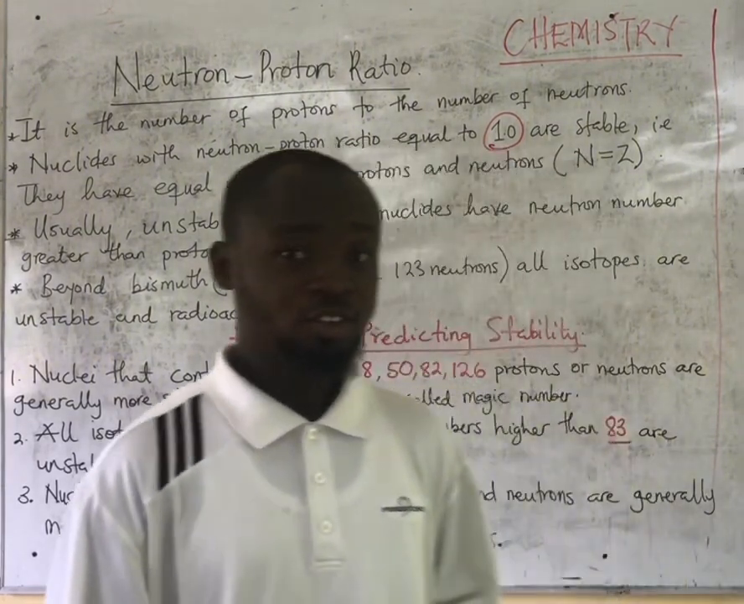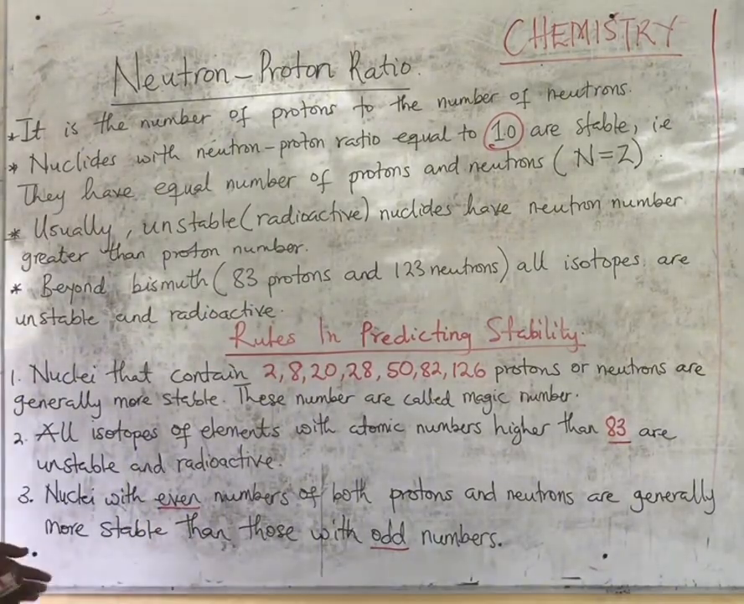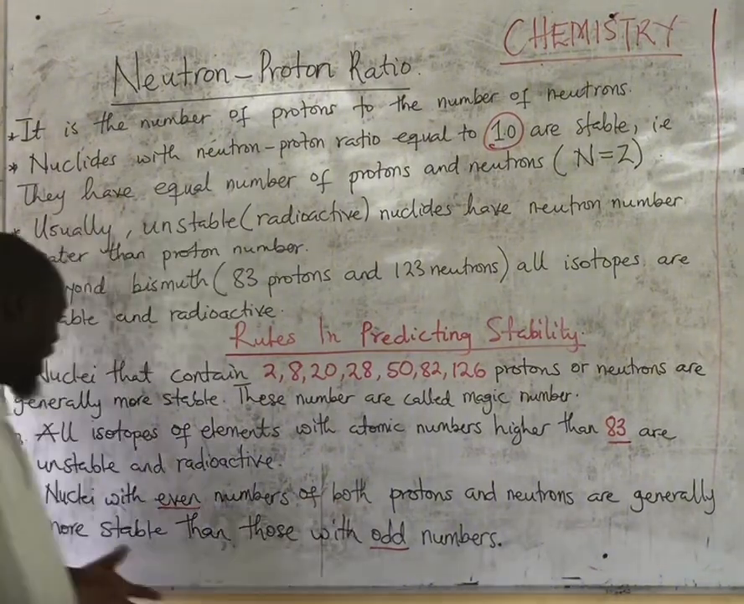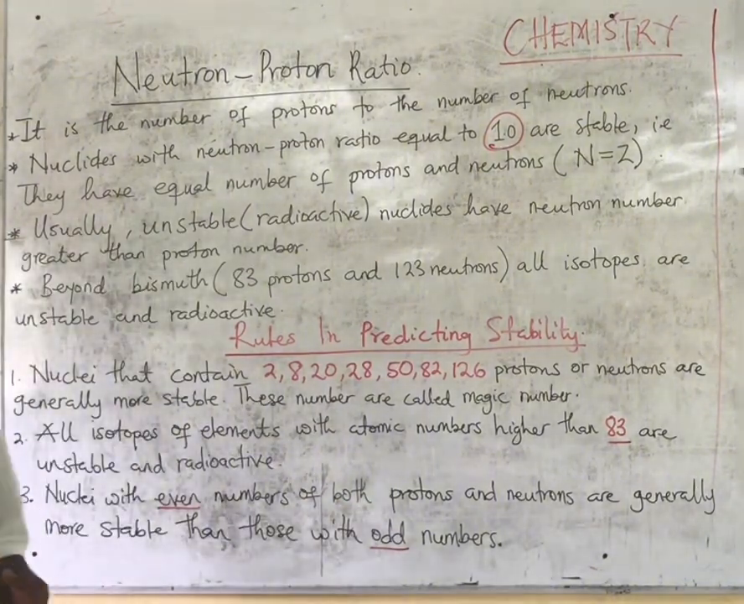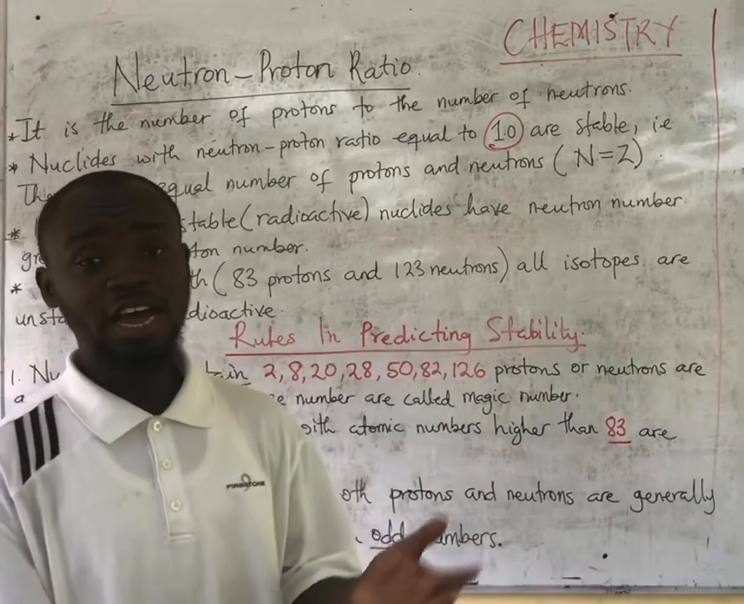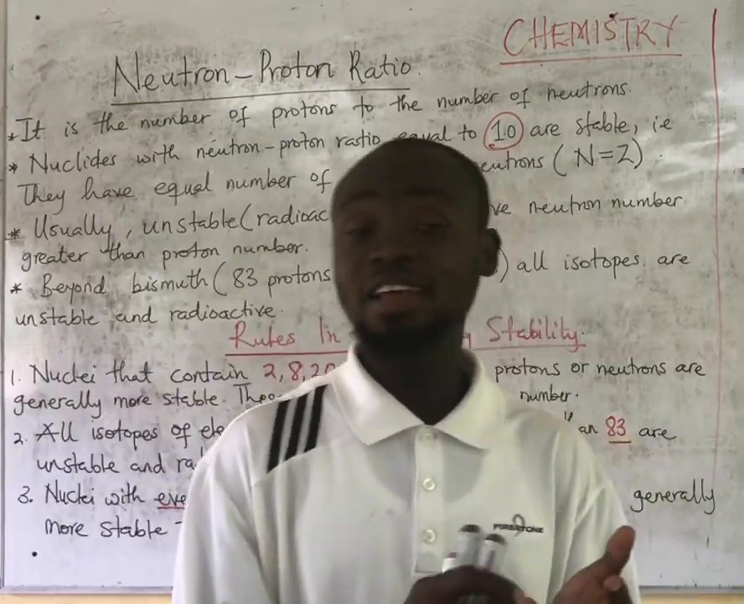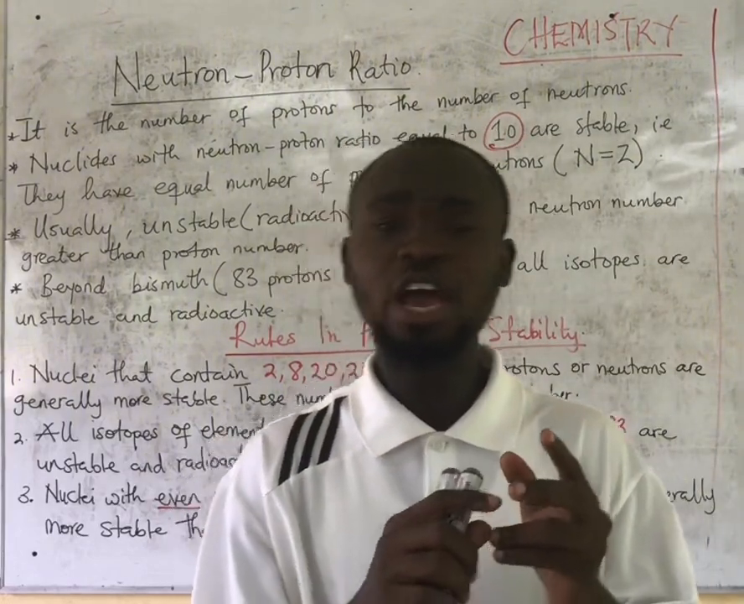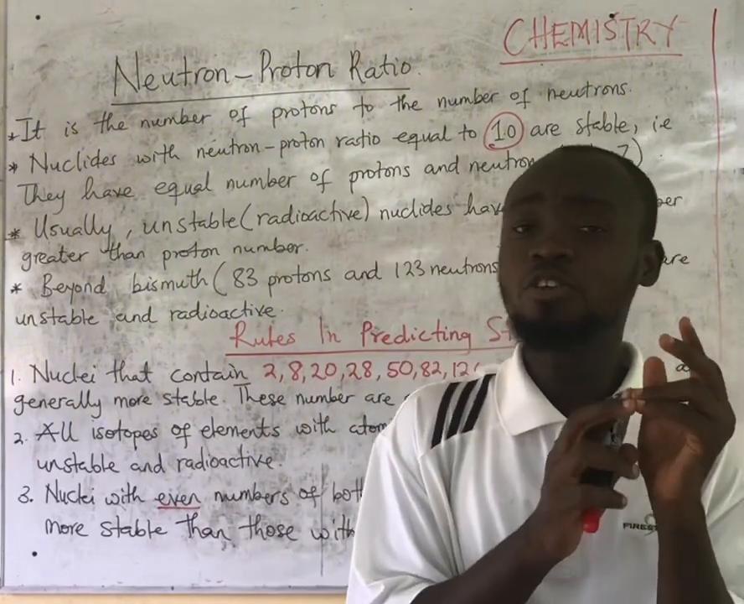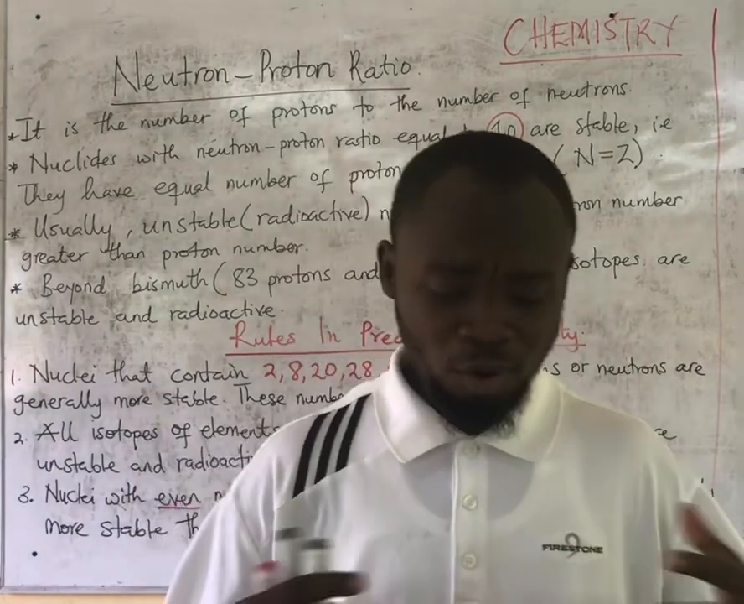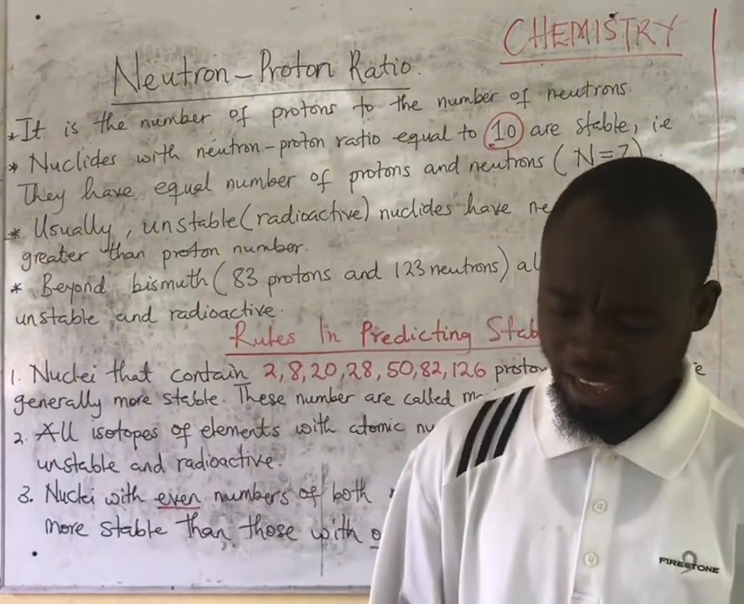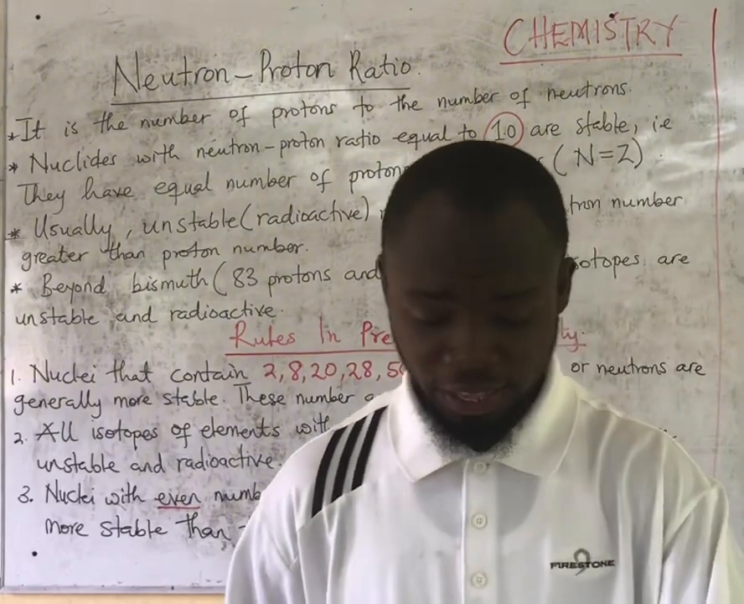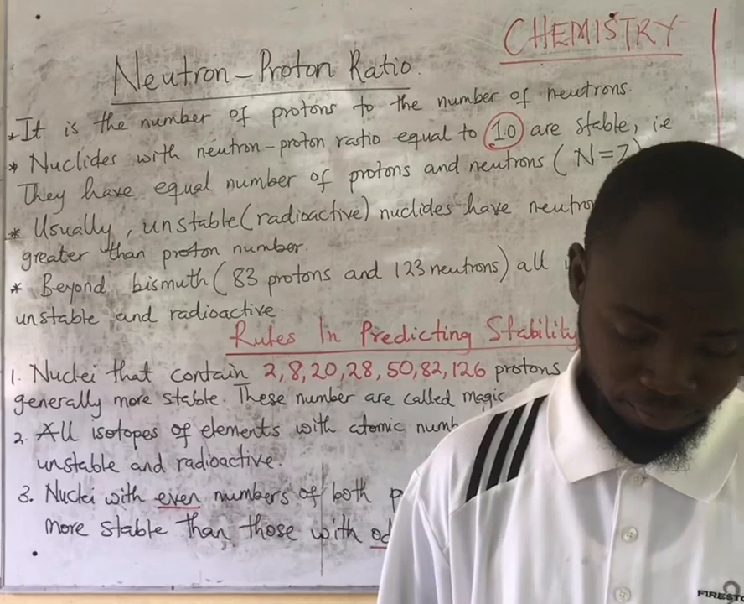Alright. Now the last rule. Nuclei with even numbers of both protons and neutrons are generally more stable than those with odd numbers. So when the number of protons is an even number and the number of neutrons is an even number, that nucleus is more stable. And why are they more stable than those with odd numbers?